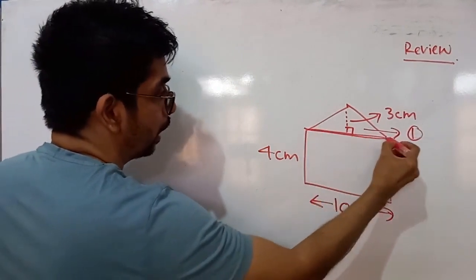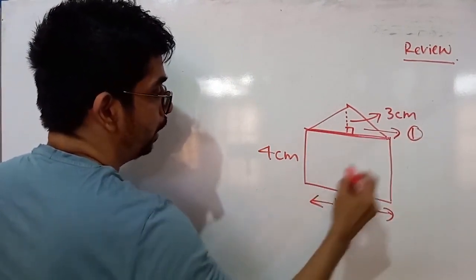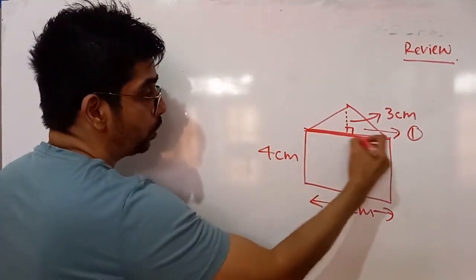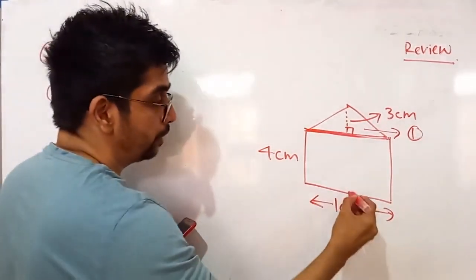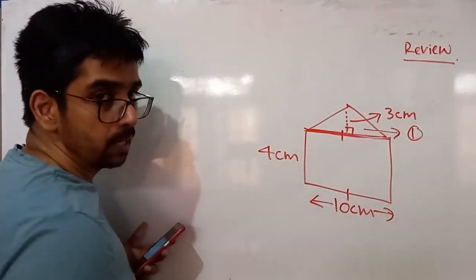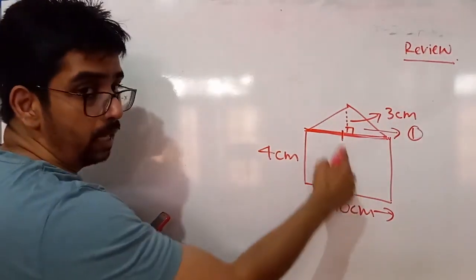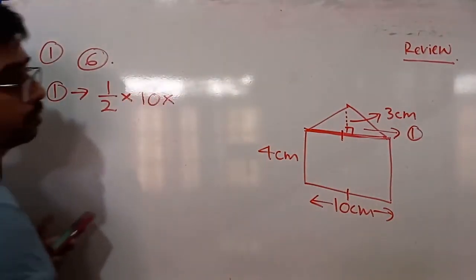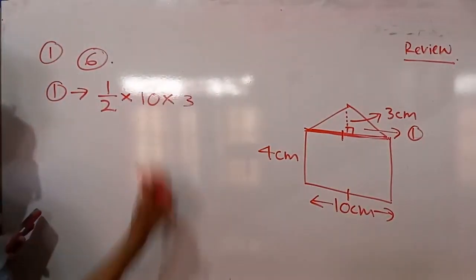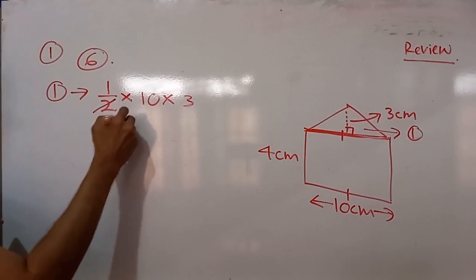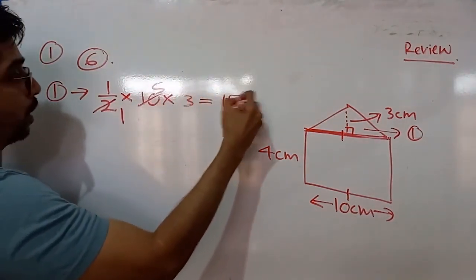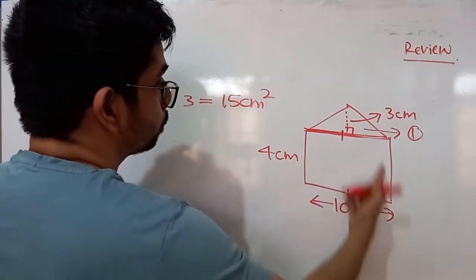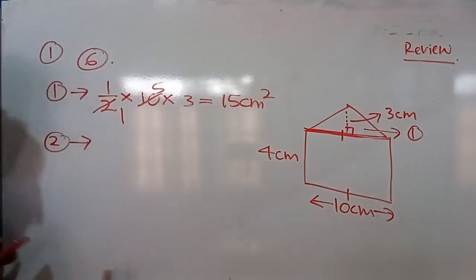See, this is the base of the triangle, right? It is also a side of the rectangle, no? So if this is 10 centimeters, this is also 10 centimeters, right? Why? In a rectangle, opposite sides are equal in length, right? So half into 10 times perpendicular height of the triangle, which is 3. So 2 times 1, 2 times 5, 5 times 3 is what? 15 square centimeters. Right.